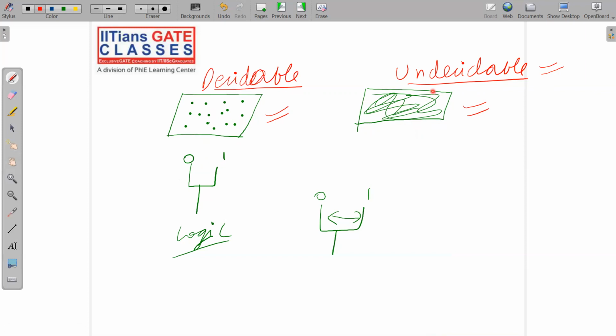Logic cannot differentiate between the problems. You can say that the problems are so closely placed with each other, P1, P2, P3 and so on, that logic cannot identify the differences between these problems. So logic will think all these problems are the same, but actually these are different.